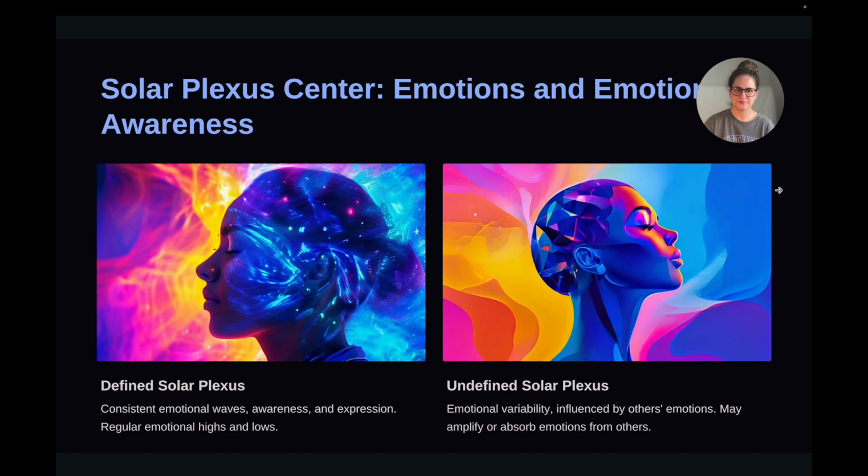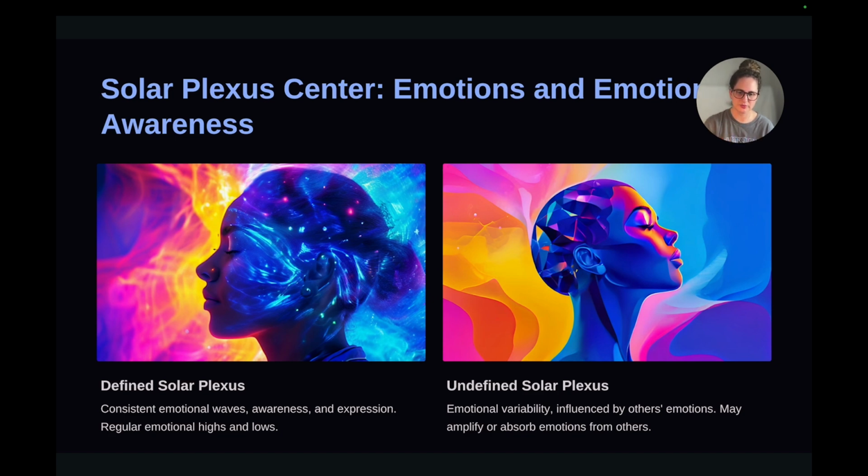The solar plexus center is about our emotions and the emotional awareness. So an undefined solar plexus is going to have consistent emotional waves, awareness, and expression. They have regular highs and lows. They're not going to be all over the map. They're not going to be up, down, and all around and throwing you for a loop. You can expect the natural expression of emotion given the situation. For instance, if something really exciting happens, you can expect them to be excited and energized by it. If something sad happens, then you can expect sadness, possibly depression, to be occurring. But they're going to ebb and flow based on what's going on and the appropriate responses.